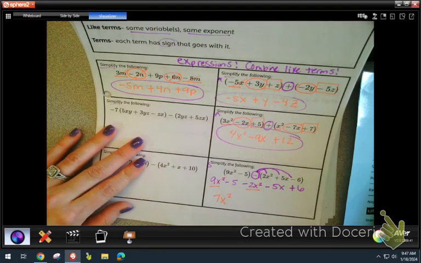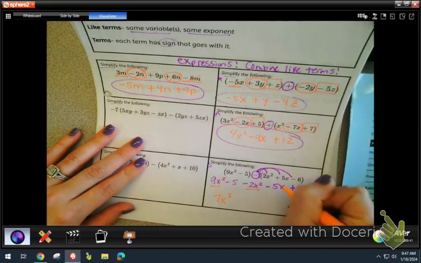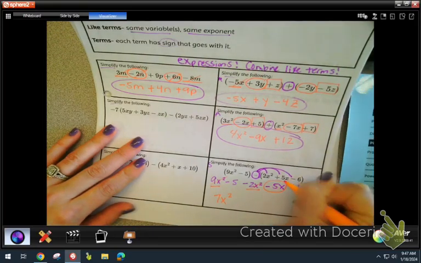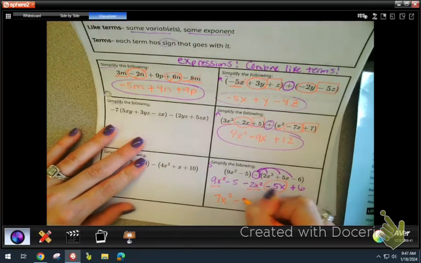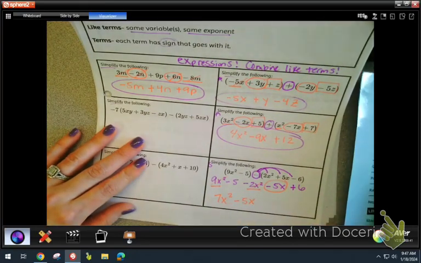All right, the next thing I would do is the x's. How many terms have just a plain x on it? 1. So just bring it down. Minus 5x. And then I'm going to put the constants. What are my two constants?